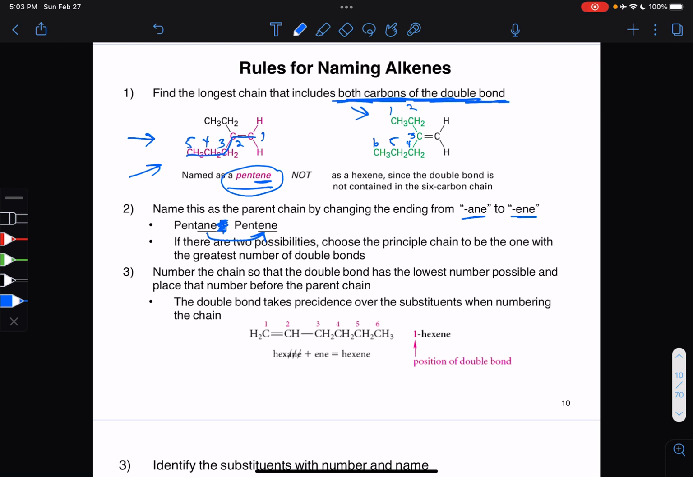Okay, pentane goes to pentene, and not Pantene because that is 2-in-1 shampoo. Ew. Okay.